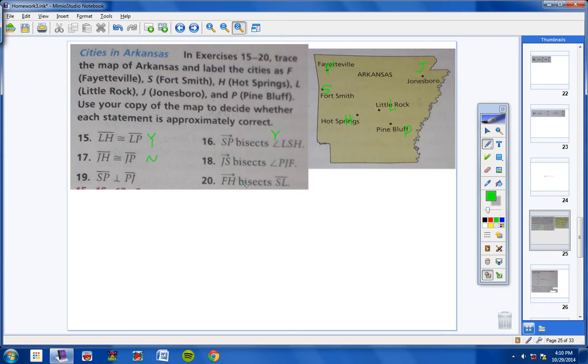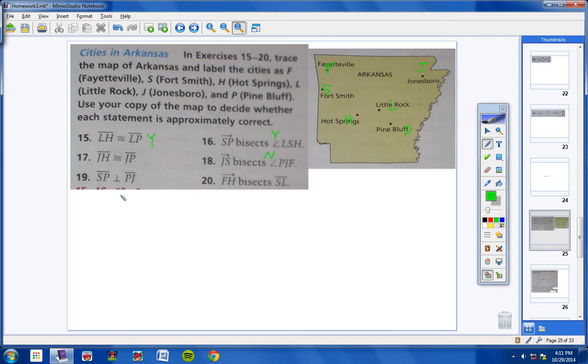JS bisects angle PJF. So here's P to J to F. That angle there. Okay, this angle here. Does JS bisect it? Here's JS right here. Does that look like it bisects it? No, it does not. It does not look at all like this angle here is congruent to this angle here. So I'm going to say no. It does not look like it bisects it. Pretty simple so far, guys. Pretty cut and dried.